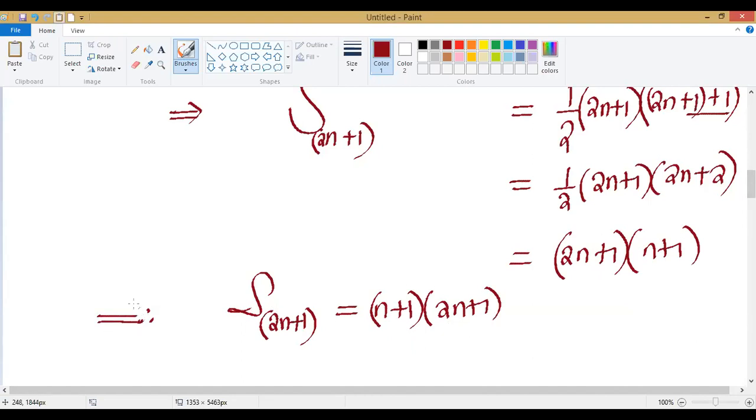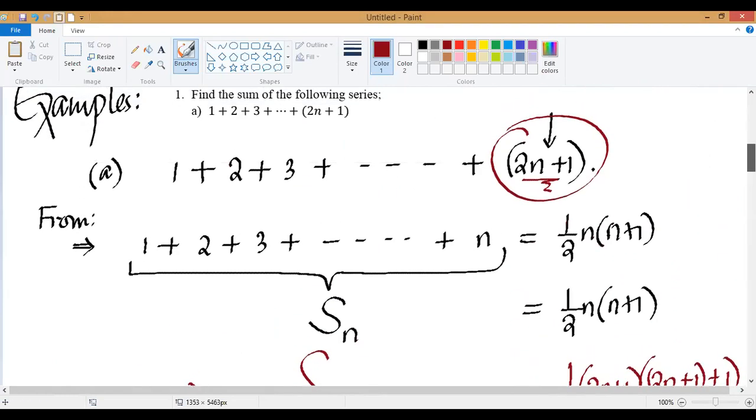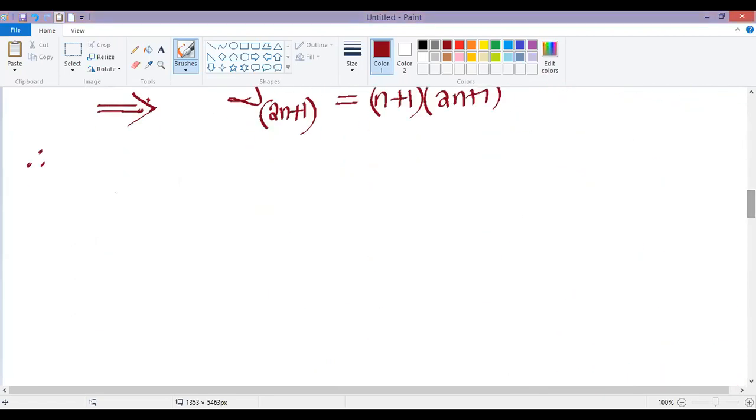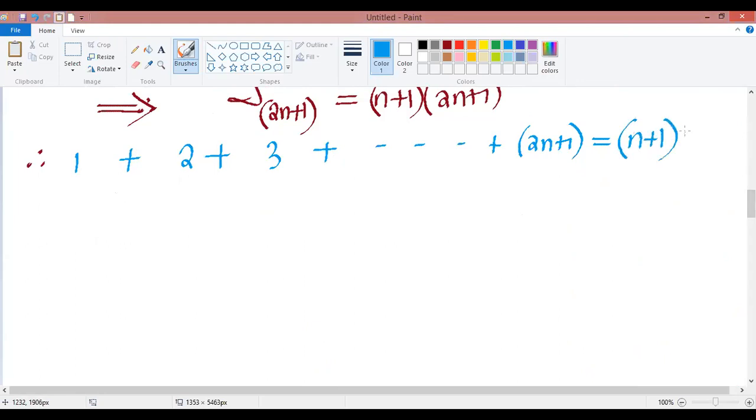So let's rewrite the given question. The given question was the sum up to 2n plus 1. So we can now conclude and say 1 plus 2 plus 3, the series up to 2n plus 1 is equal to n plus 1 multiplied by 2n plus 1. That becomes its sum.